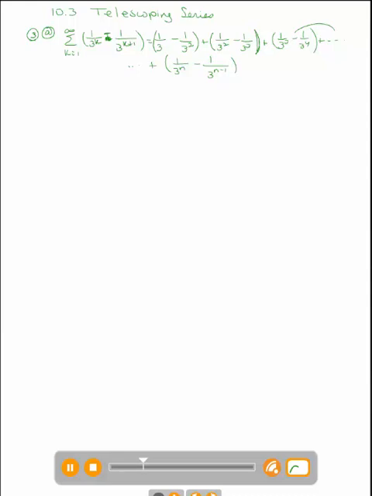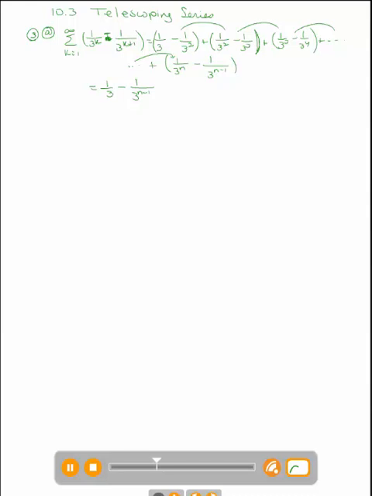Now, if we check out what's happening here, the second piece of the first term is going to cancel out with the first piece of the second term. So these two right here are going to cancel. And then these two are going to cancel. And then this one would cancel with somebody else, and it's going to keep happening. The one right before the nth term is going to cancel with that one. So I'm going to be left with 1/3, that very first piece, minus the last piece, 1 over 3 to the n plus 1.